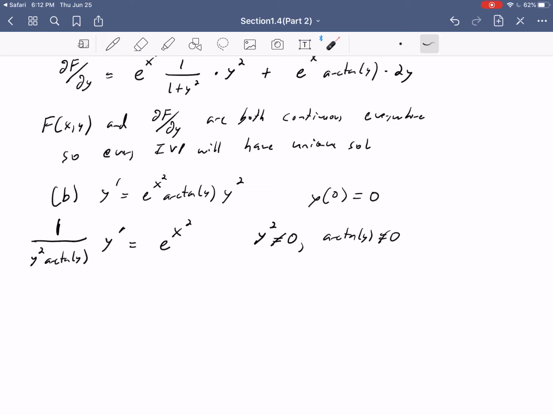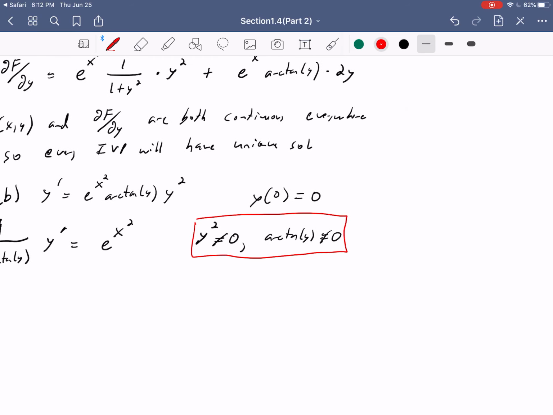But remember, we know that this thing has a unique solution, so we're just after a single solution. So maybe the single solution comes from these moments where we did this division. Notice that if we were to check these as potentials for yielding a solution, y squared not equal to 0 would imply y is 0, and arctangent of y being 0 is the same, right? The only time arctangent is 0 is at 0. So arctangent of y equals 0 also implies y equals 0. So let's check y equals 0.